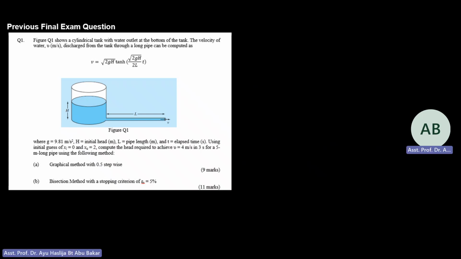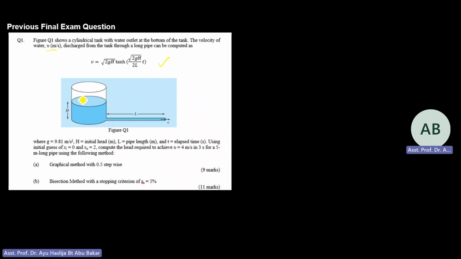So figure 1 shows the cylindrical tank with water outlet at the bottom of the tank. The velocity of water is V, discharged from the tank through a long pipe, that can be computed as this. So this is the equation that you will need to use. Just now the equation is simpler. The example is for you to understand the concept. Now this is the equation that you need to use.